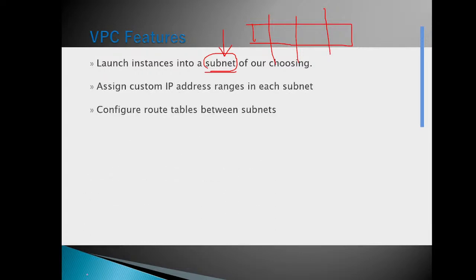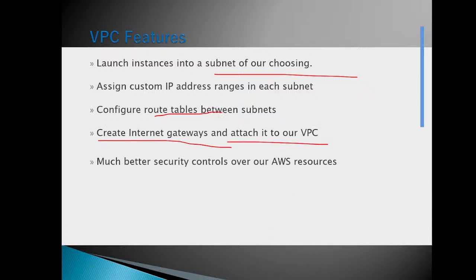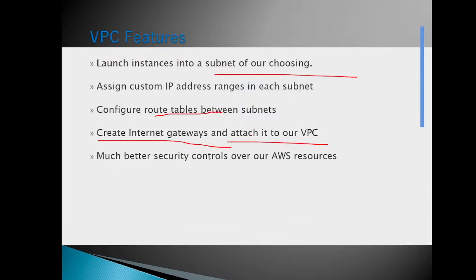So we can launch any number of subnets as per our choice in VPC. We can create custom IP addresses, so we can select the IP ranges in our network, configure the route table between the subnets. Route table, we will see that. Create an internet gateway attached to our VPC. Much better security control over our AWS resources. So whatever resources are coming, we will have more control over it.